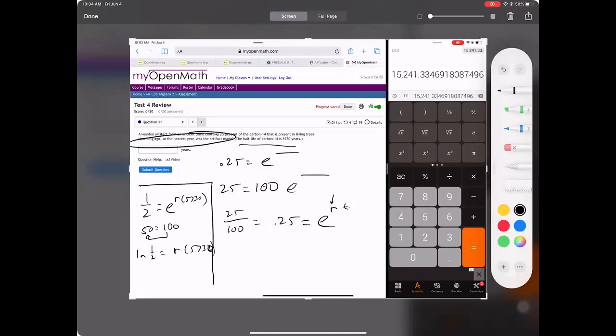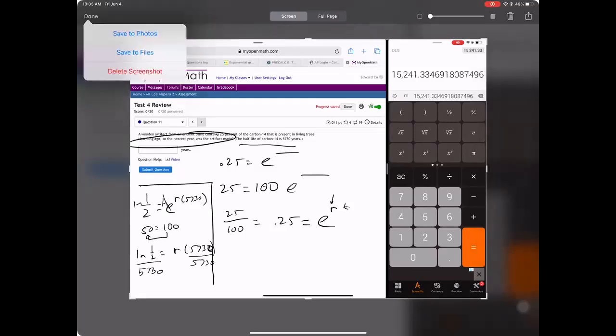What happened to the e? Remember, if you natural log both sides, the e and natural log take care of themselves. Then we're going to divide this by 5,730. So natural log of 1/2 divided by 5,730. Now, if you look at me, I'm always writing a lot of this work. If I don't see the work on your paper, I can't give you credit. It's like normal. Let's go ahead and figure out what that number would be.